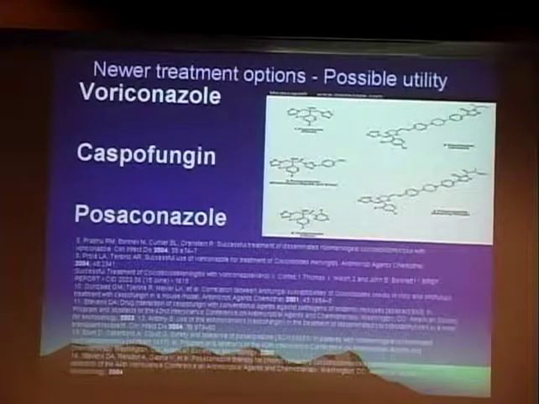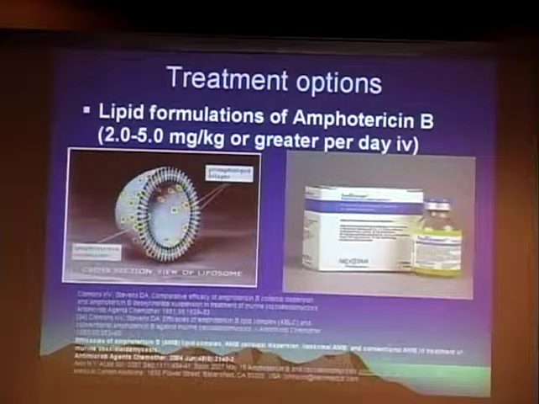We don't have a lot of randomized controlled studies in general, and we definitely don't have any here. But these are salvage therapies you can consider. Now, what's lipid amphotericin B? Well, it's been studied in the murine model, but we don't actually have any human studies.